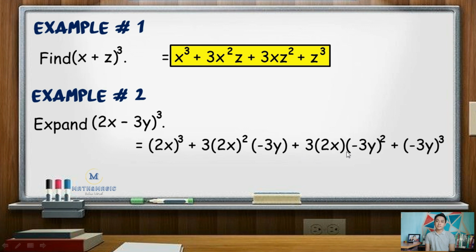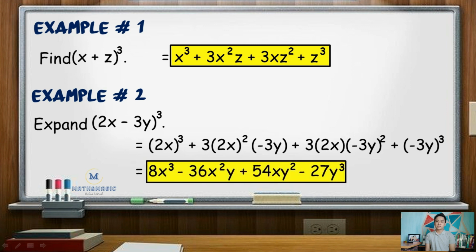the product of the first term and the square of the second term. So that is 3 times 2x times the square of negative 3y. The square of negative 3y is 9y squared times 3, that is 27y squared, times 2x, that is positive 54xy squared. Then the cube of negative 3y is negative 27y cubed. Hence, the cube of the binomial 2x minus 3y is 8x cubed minus 36x squared y plus 54xy squared minus 27y cubed.